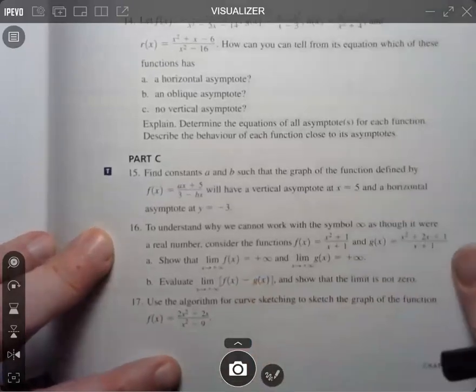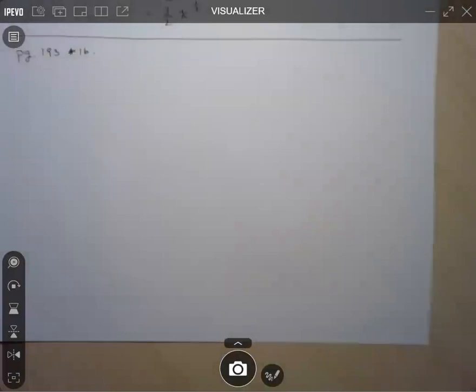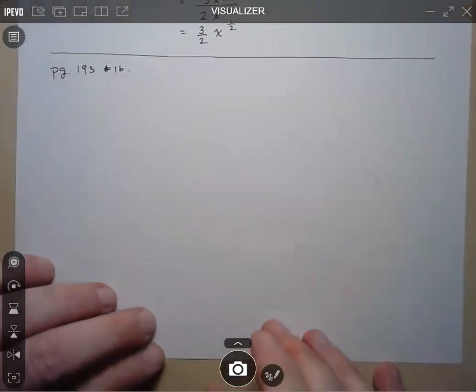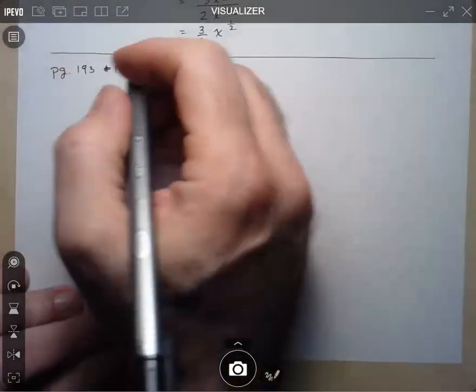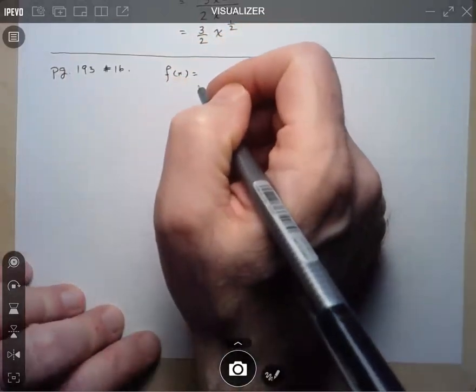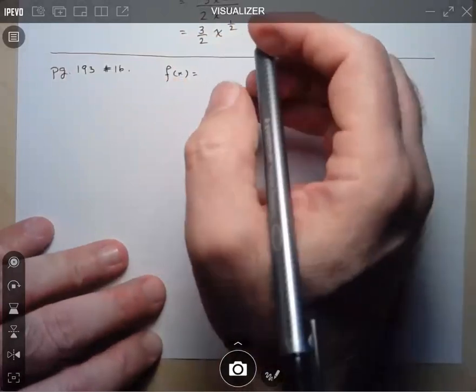Essentially, we're going to be confirming, using this counterexample, that you can't just treat infinity like it was the number 7. All right, so let's start with A here. Actually, let me write down the functions. So we have f of x is equal to x squared plus 1 over x plus 1.